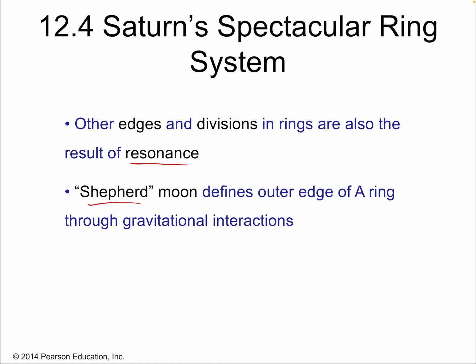And we also have shepherd moons that define the outer edges of the A ring through gravitational interactions. So there's these small moons within the rings, and these are moons that are thought to not last forever. These moons themselves will only be around for tens or hundreds of thousands of years and will, as we mentioned, eventually get pulled apart by tidal forces.